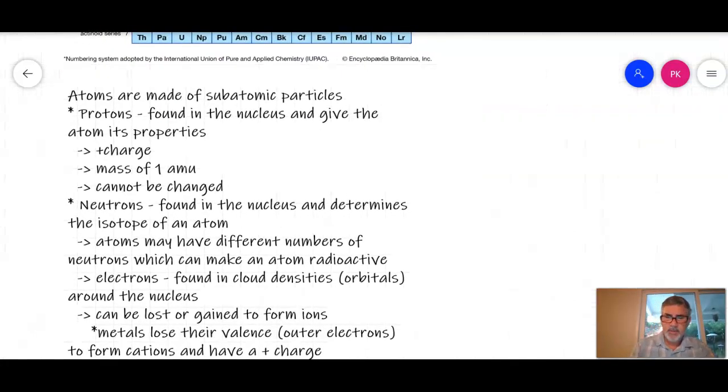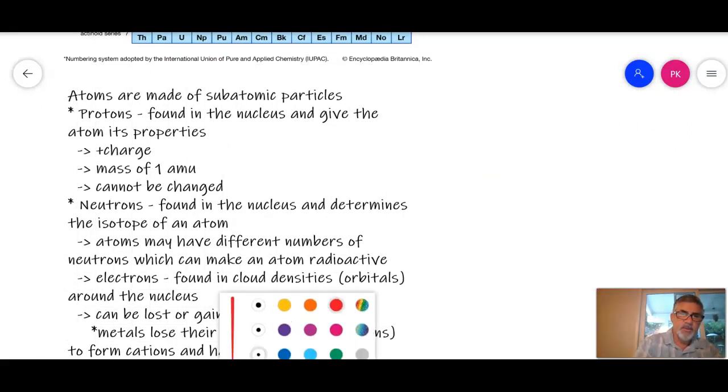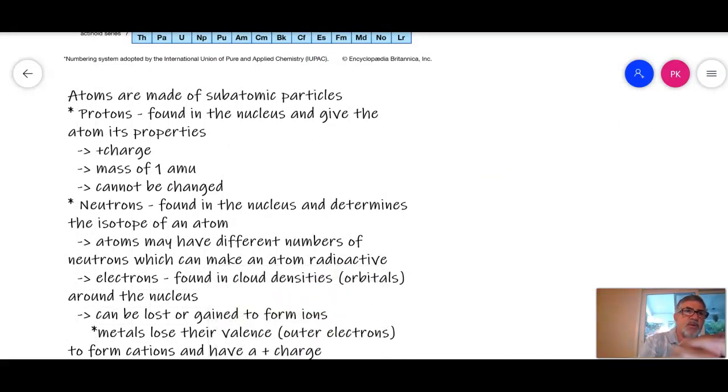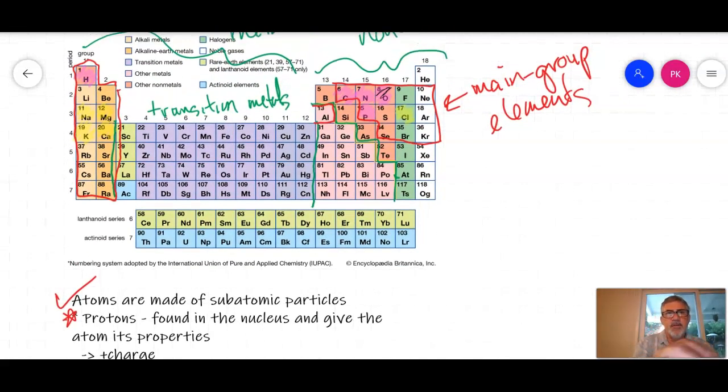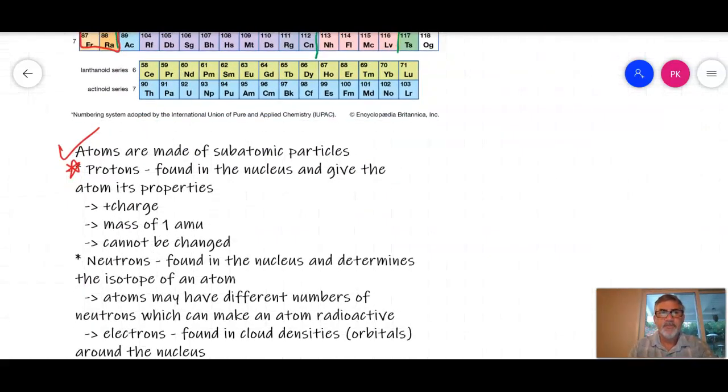Atoms are made of subatomic particles. You probably remember this all the way from elementary school. Protons are found in the nucleus and give it its charge. The atomic number is the number of protons. If you look at the periodic table again, hydrogen is 1, it means it has 1 proton. Helium over here on the other side is 2, it means it has 2 protons. That number on top is the number of protons.